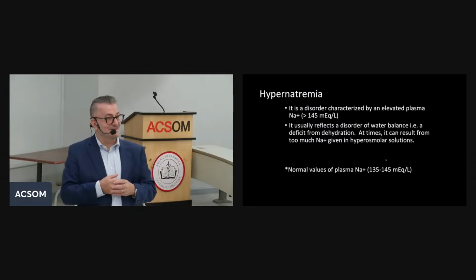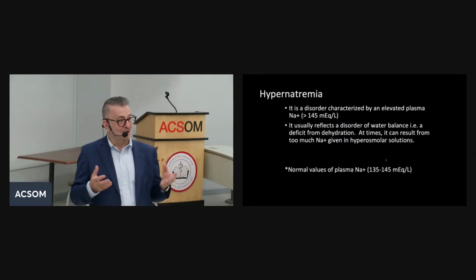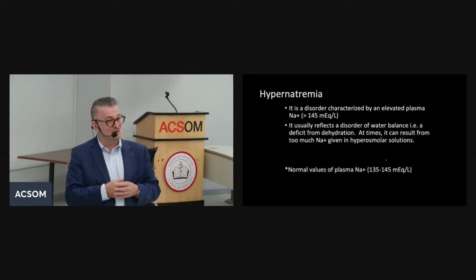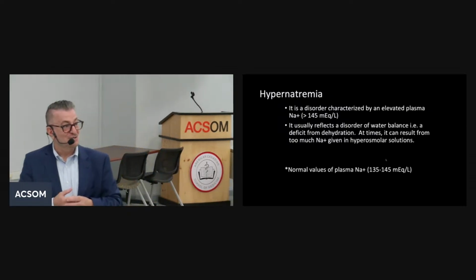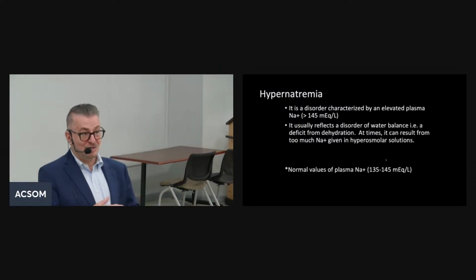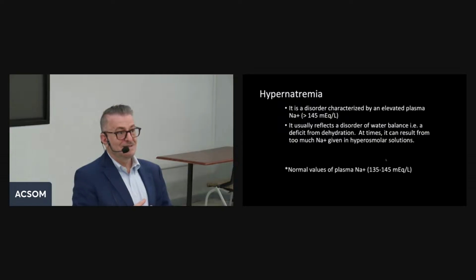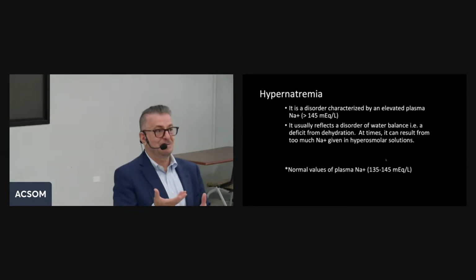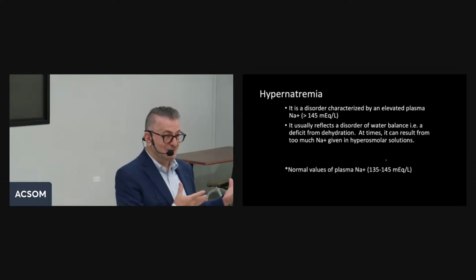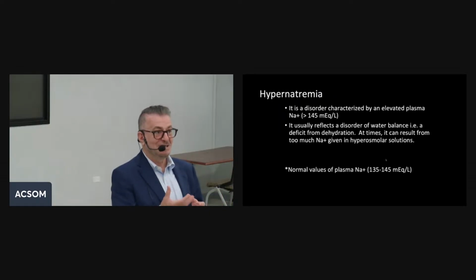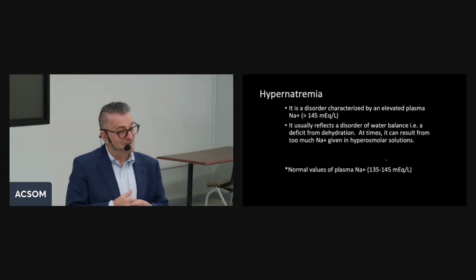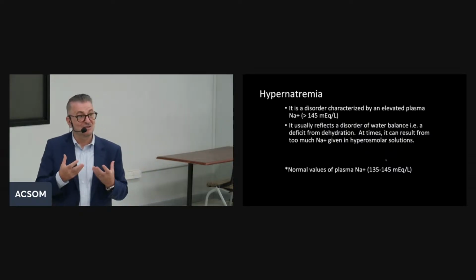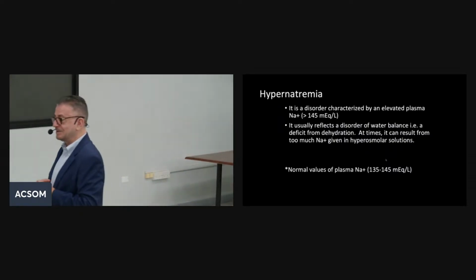Because what do you expect ADH to do? To reabsorb water. If it's not working, what's going to happen to your urine? You're going to urinate a lot. Even though you are hypernatremic, you're urinating a lot. This is a pathological condition. It should be the other way around. You shouldn't be urinating much. So if you are urinating a lot, that's called diabetes, right? Diabetes mellitus when you're urinating a lot because of high glucose. Diabetes insipidus when you are urinating a lot when you have hypernatremia.